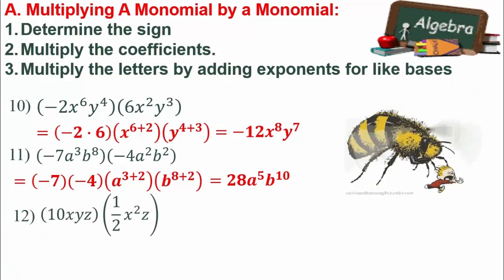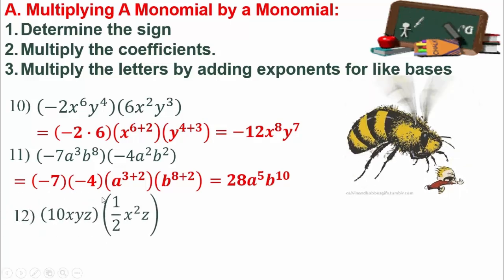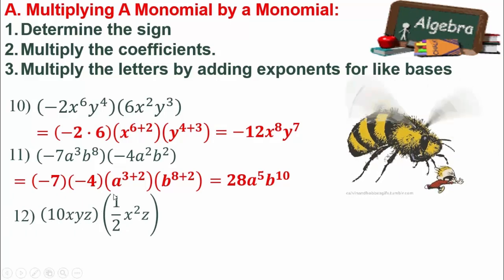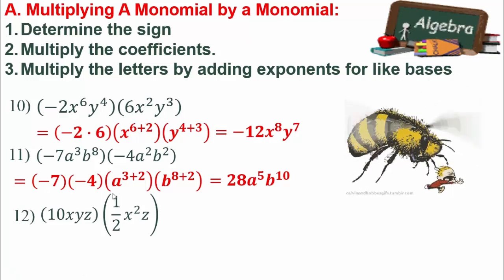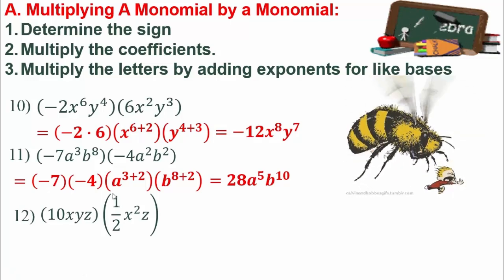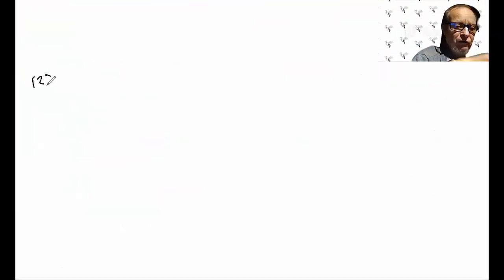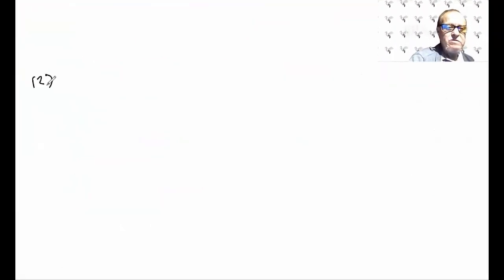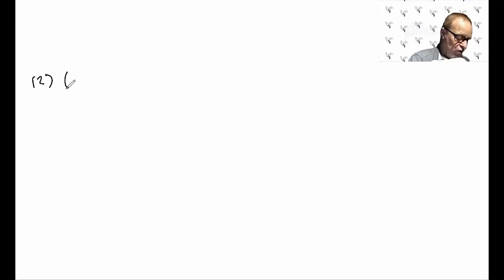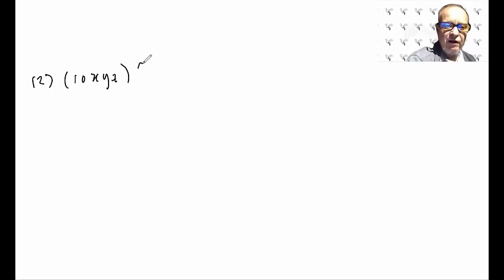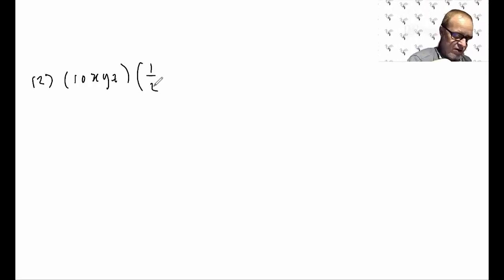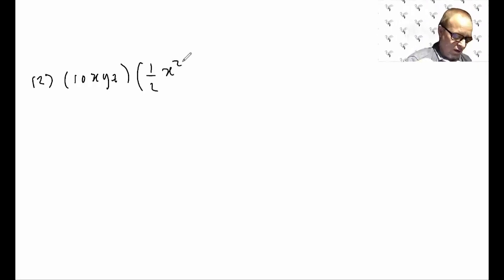In number 12, well, here we have a fraction, and yes, fractions do happen. So let's work this out on the whiteboard in more detail. In number 12, I have the monomial 10xyz, and then I have 1/2 x squared z.